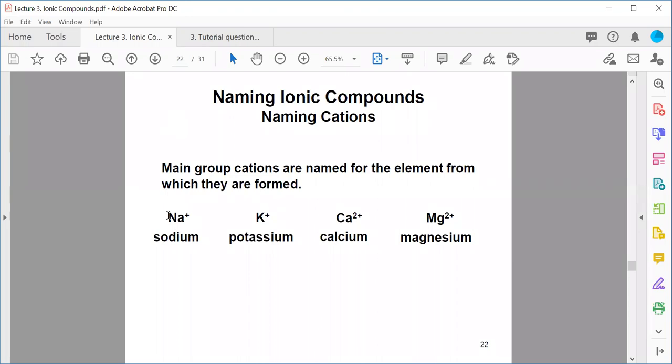All right, so here we have the sodium cation. And this is formed from sodium, so we simply call it sodium. The name doesn't change. The name stays the same. So you can just call it sodium, you can call it sodium cation or sodium ion. All right, same thing applies to potassium. It's a main group cation, so we simply call it potassium or the potassium cation. Calcium cation, magnesium cation. So they're very simple and they take care of some of your tutorial questions.